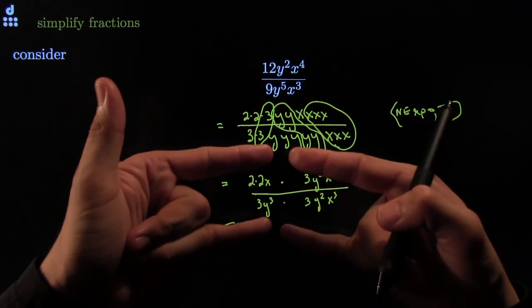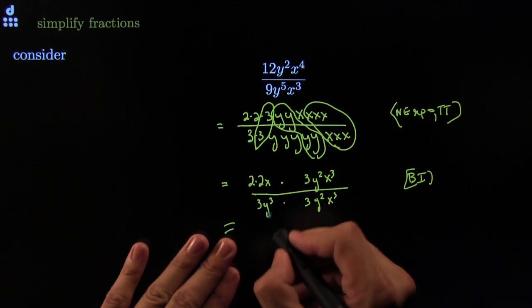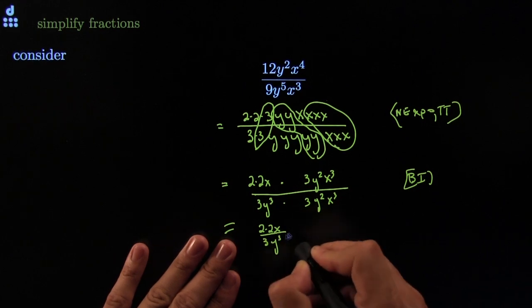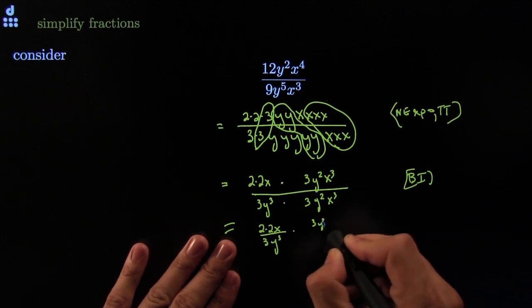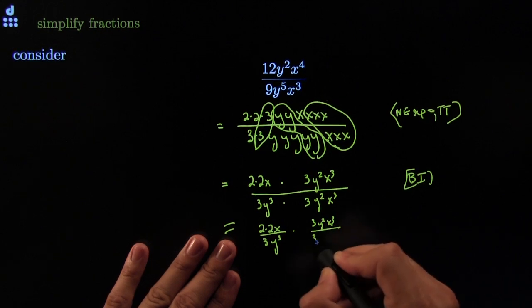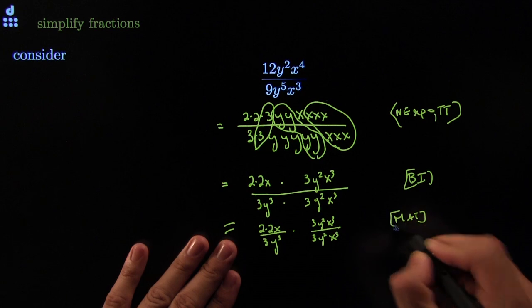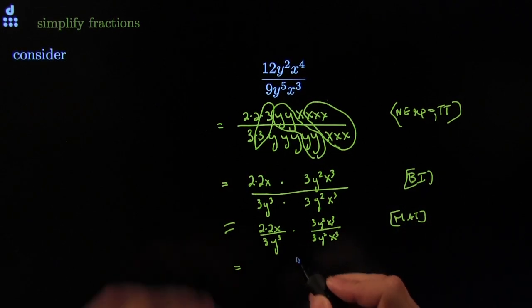And now I'm going to do this piece where we unglue the fractions. 2 times x over 3 times y to the third, times 3 times y squared x to the third, all over 3 times y squared x to the third. This is by Matt, and the rest of that is very familiar.